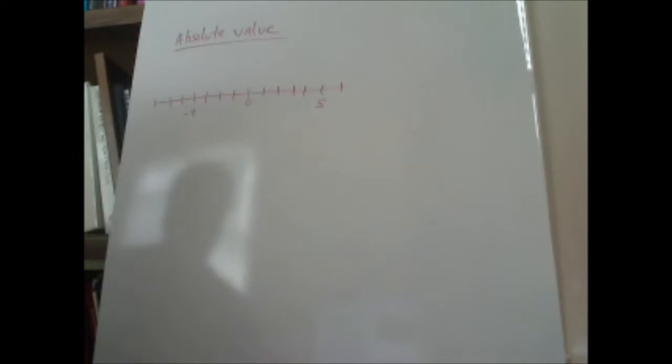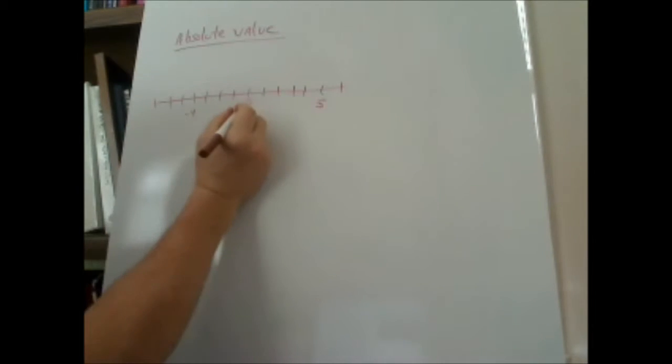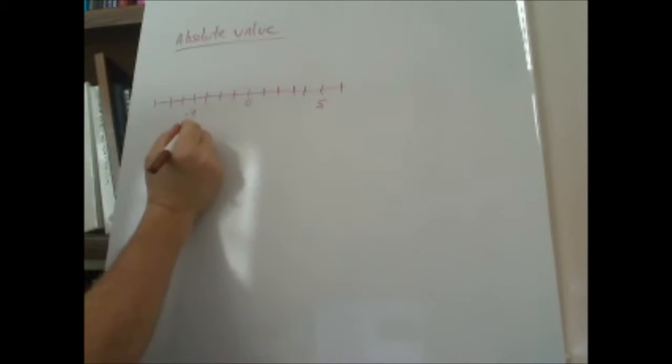Okay, now we're going to look at absolute value. And to start out with absolute value, I just want to show a number line to help illustrate the point of what absolute value actually means. Okay, for example, you have a number line. Here's 0, and here's -4, and here's 5.